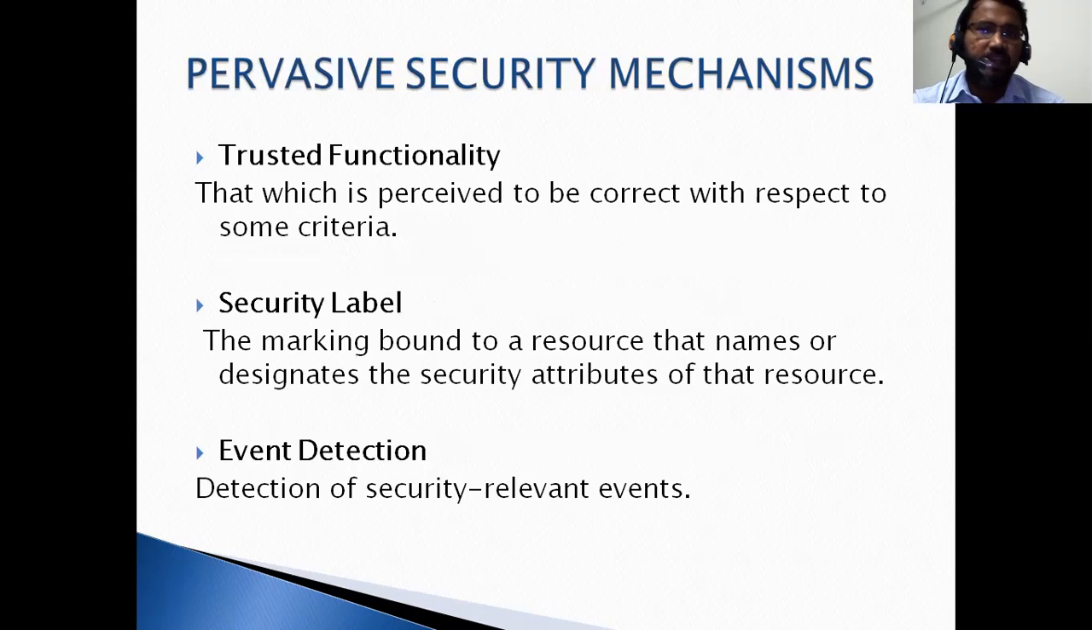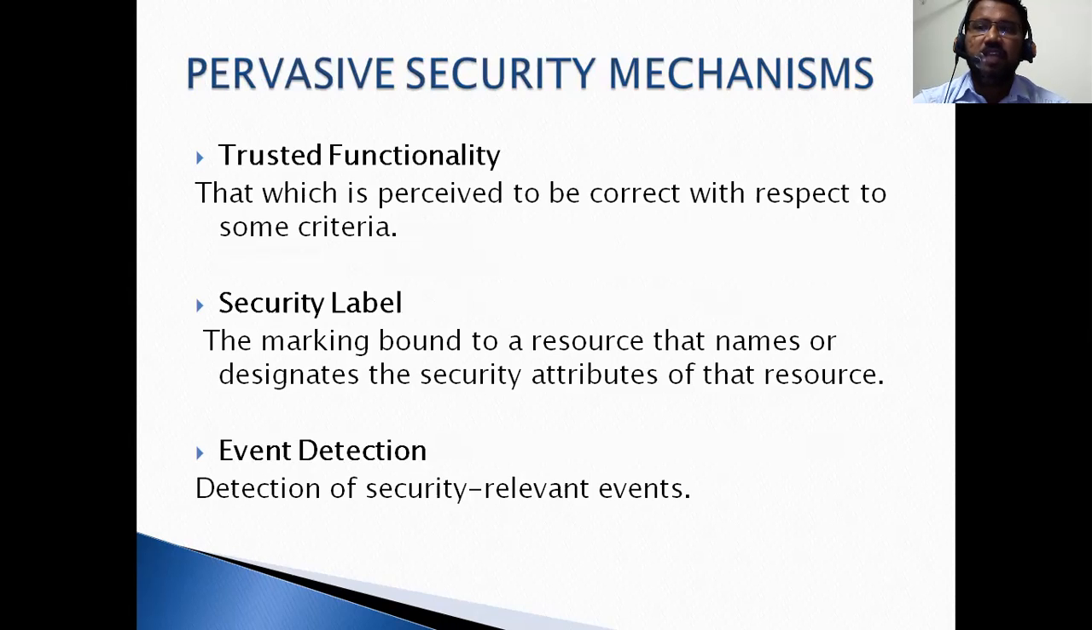Then come the pervasive security mechanisms. The first is trusted functionality, which is correct with respect to some criteria. Trusted functionality means a set of criteria is given beforehand, and based upon the criteria we decide whether the received message is correct or not, or whether the sender's input IP address is correct or not. These things are verified based upon those criteria. That type of security mechanism is called trusted functionality.